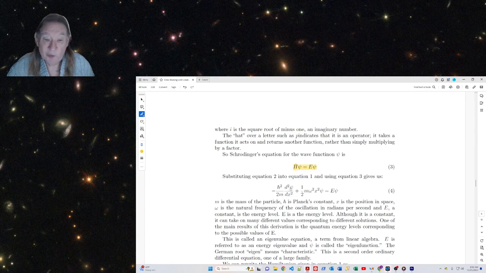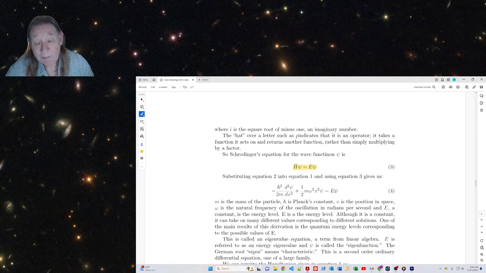So psi is the wave function. That's what we're trying to get. We're trying to find the wave function, the shape of it. And if it's complex, we'd be looking for the phase as well. H bar, Planck's constant; m, the mass of the particle; omega, the natural frequency; x, the distance from the center; psi, the wave function; and E, the energy.